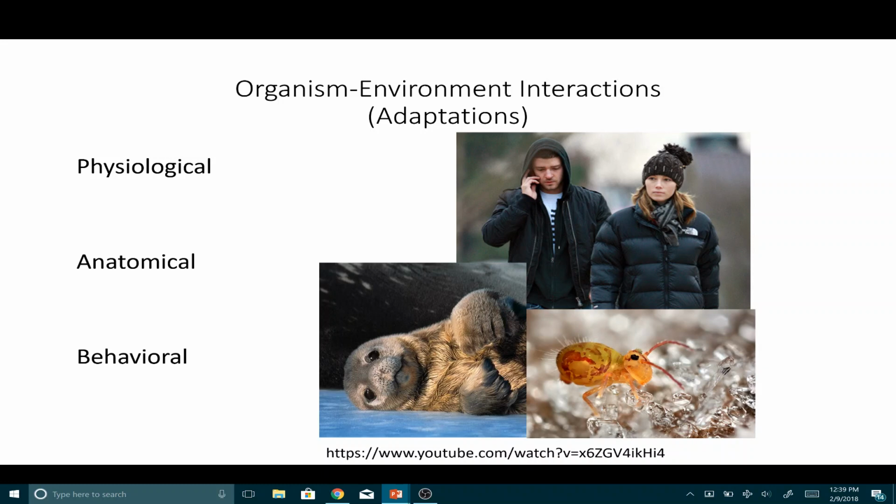And then behavioral adaptations. Over here, you can see Jessica Biel and Justin Timberlake, and they're adapting to their environment behaviorally by recognizing that it is cold outside and putting on jackets, scarves, a hoodie to keep warm.